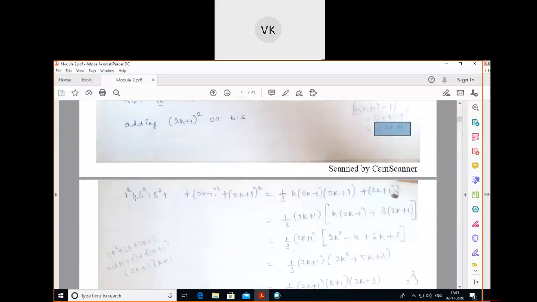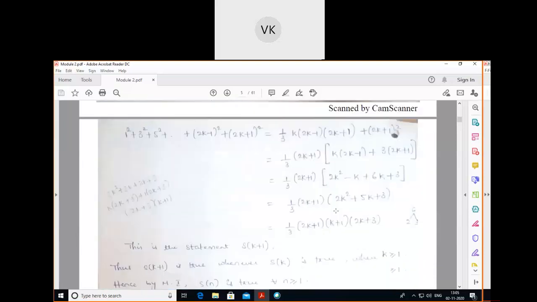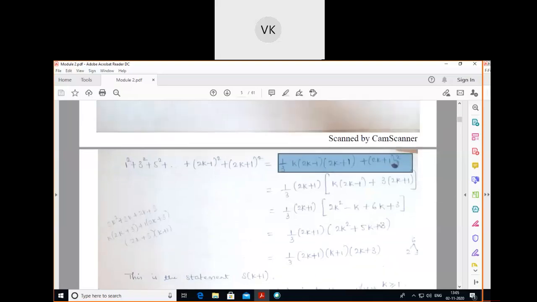1 square plus 3 square plus 5 square and so on, 2k minus 1 whole square plus 2k plus 1 whole square is equal to 1 by 3 k into, yes or no? Here to the LHS I have added 2k plus 1 whole square. Here you see this is already there, 1 by 3 k into 2k minus 1, 2k plus 1, it was already there. Now I have added 2k plus 1 whole square. You have to simplify this one until we get the result like this.